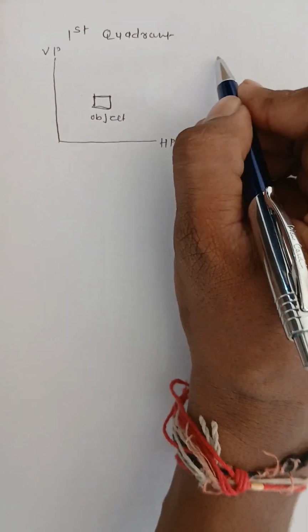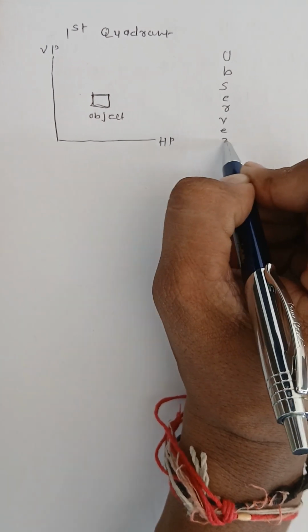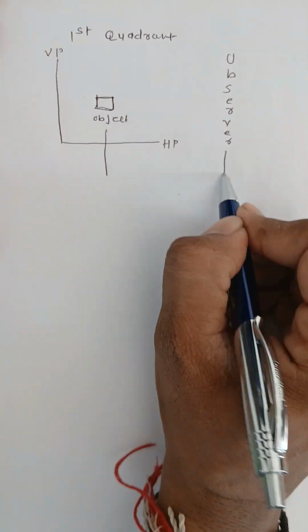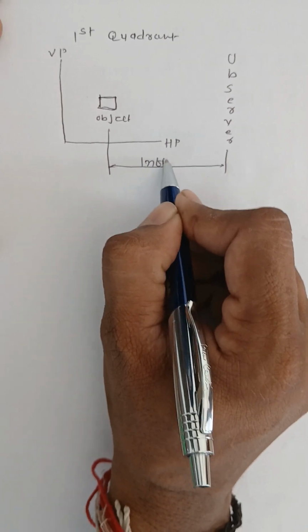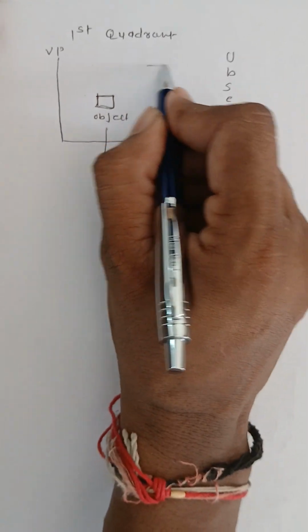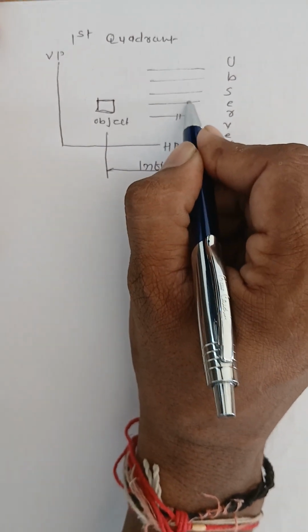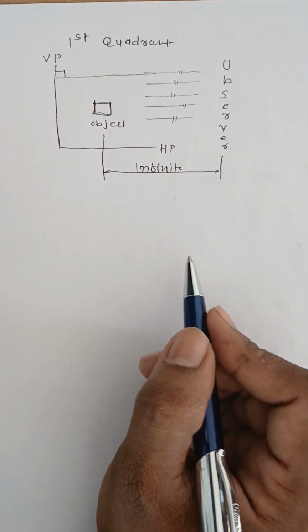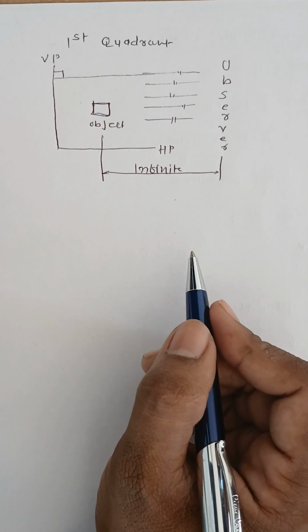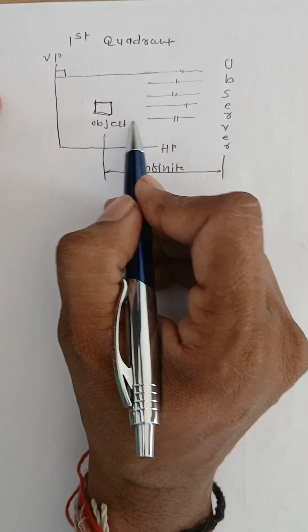Observer will be at infinite distance from the object. These are the rays coming out from the observer. You can see they are parallel with each other and perpendicular to the plane of projection. Hence this projection is known as orthographic projection. Clear?